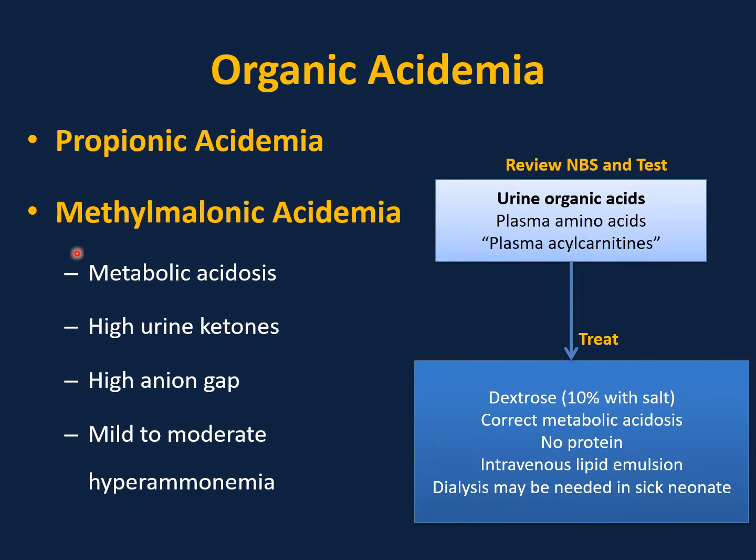The point of differentiation between organic acidemia and urea cycle defects is metabolic acidosis. Both may have a very high ammonia level, so the point of differentiation is metabolic acidosis. In cases of urea cycle defects, they do not present with metabolic acidosis. So what to do at this point when you have a newborn or a child presenting with suspected metabolic disorders? You need to review the newborn screen if it's available, and send the urine for urine organic acids, and the blood for plasma amino acids and plasma acylcarnitines.